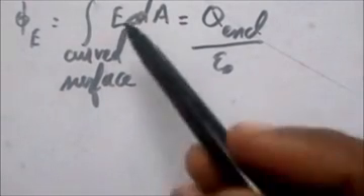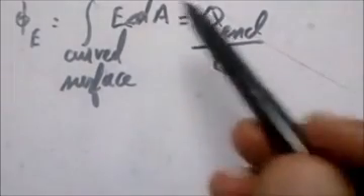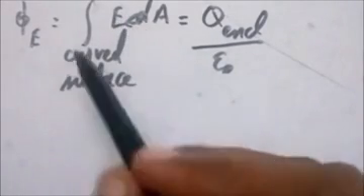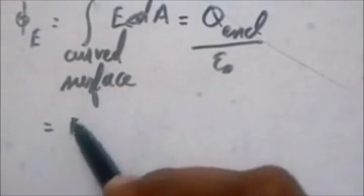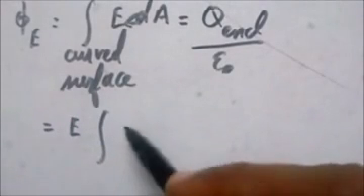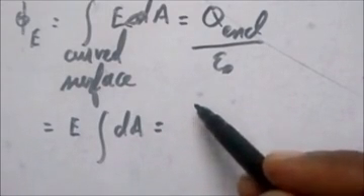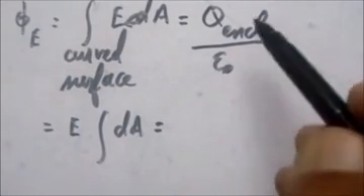Next, if you notice that the electric field is constant everywhere on the surface. So electric field is a constant, we can take it out. So we can take electric field out because electric field is constant, and integral of dA, that's equal to Q enclosed by epsilon naught. So what will be the charge enclosed?